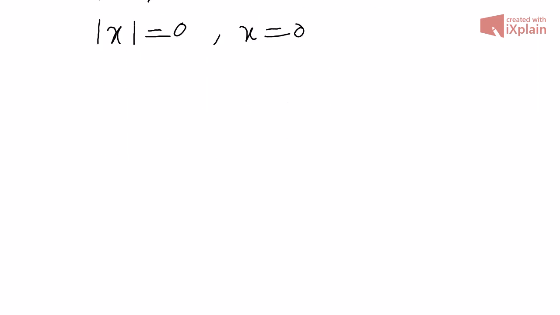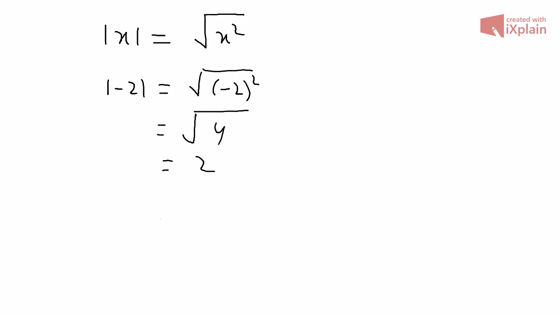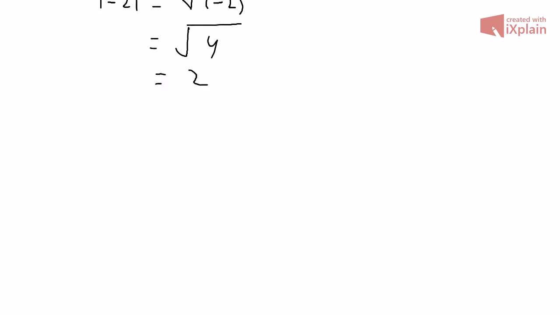There are two other ways to define absolute value. Number one is absolute of x is equal to square root of x square. For example, absolute of negative 2 is equal to square root of negative 2 square, and here square root of 4 is 2. The other way is to define absolute of x is equal to maximum of negative x and x.